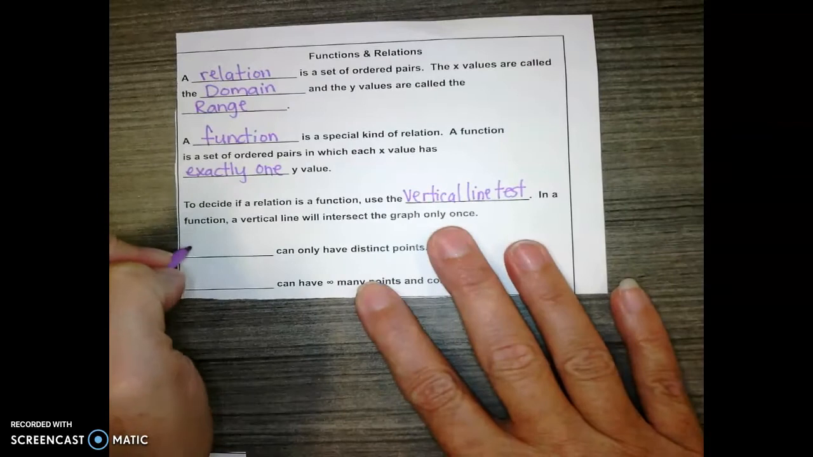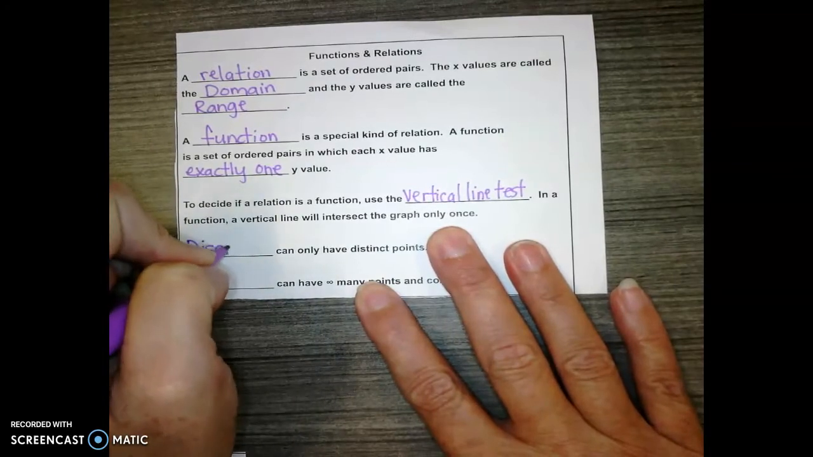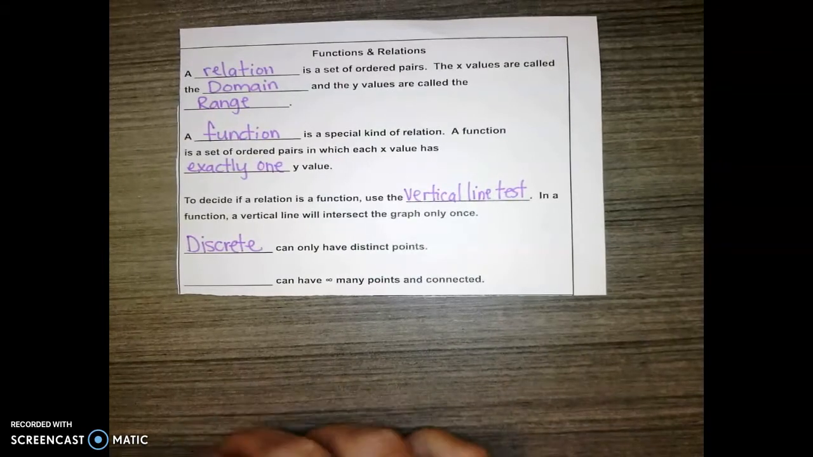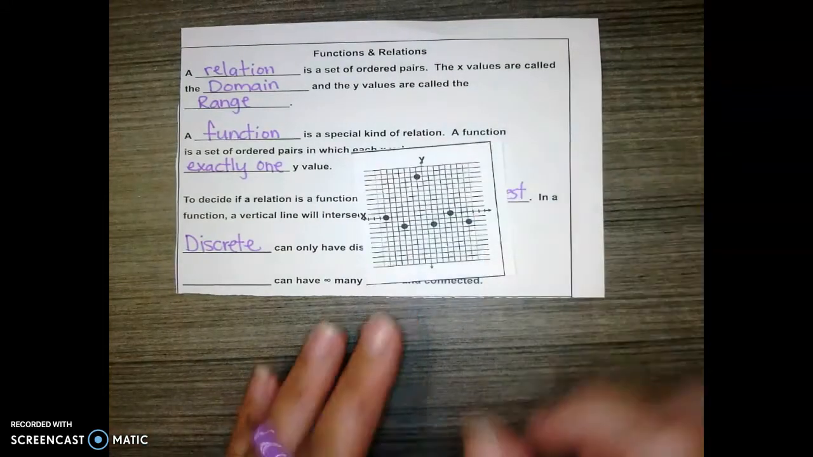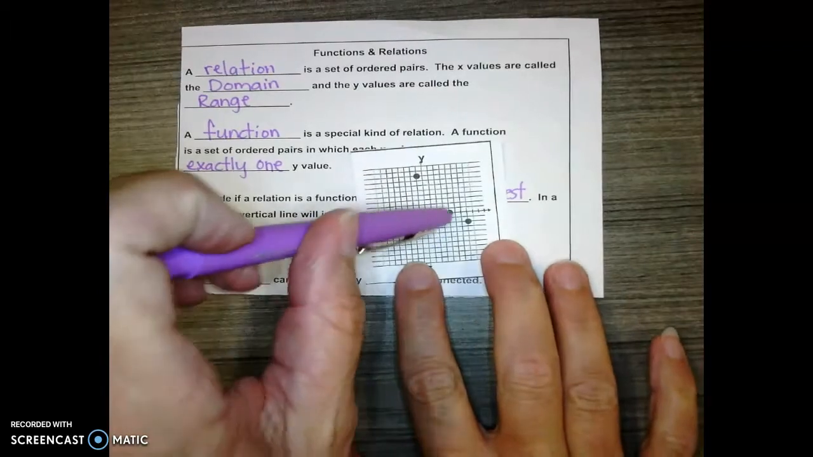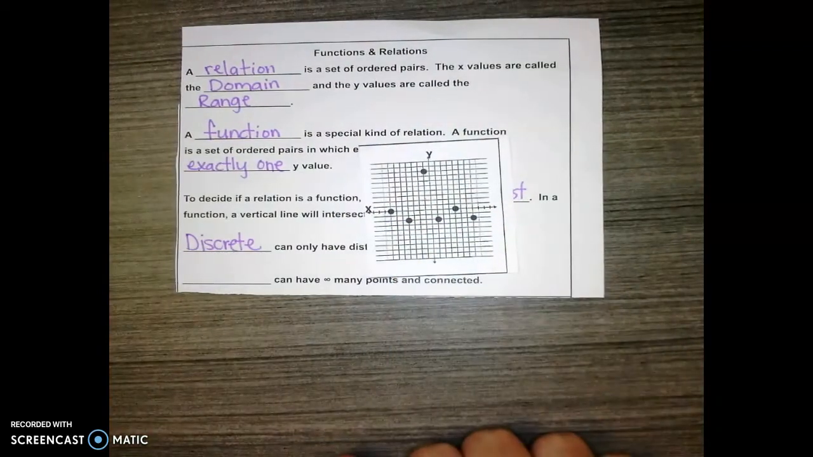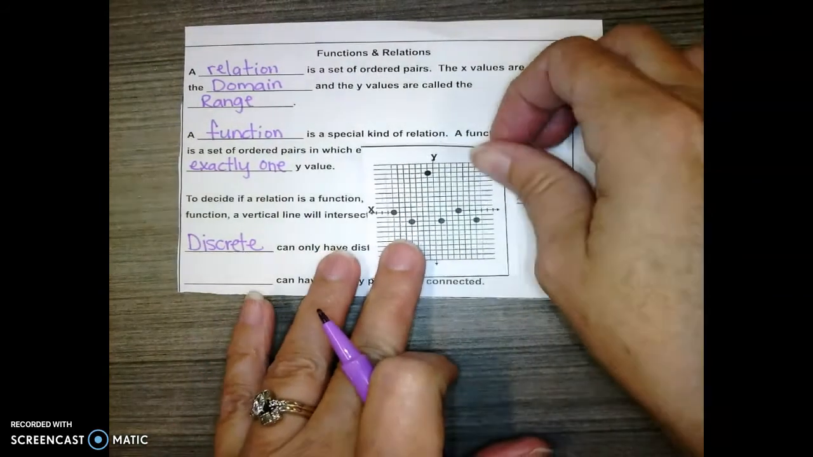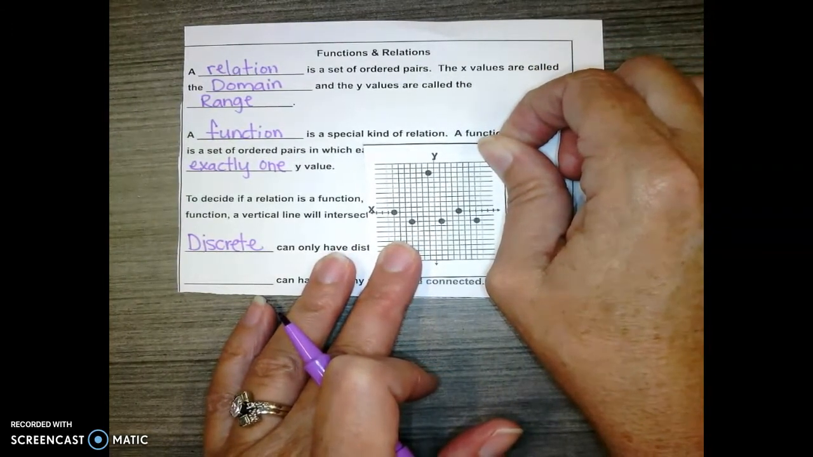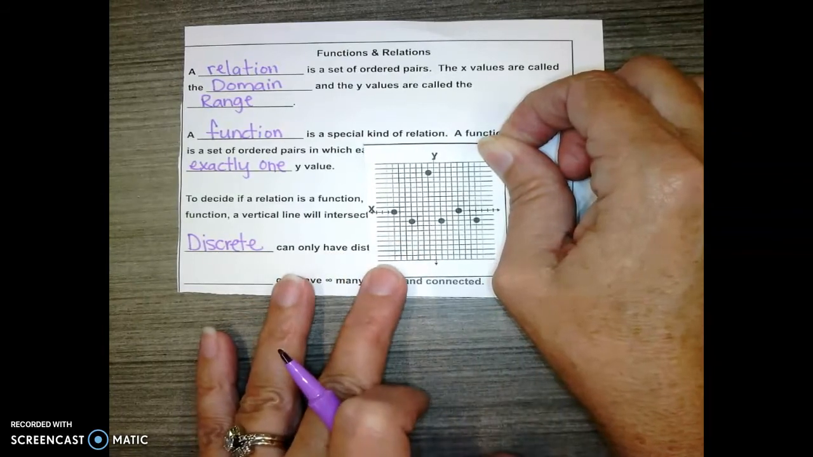Okay, then we have discrete. We have a discrete graph that can only have distinct points. Okay, the distinct points would be like this. They're distinct, they're separated. This would be like tickets going to the movie theater. You can only buy a whole number of tickets. Or if you're buying canned goods at the store, you can only buy the whole can. You can't buy half a can. Okay?